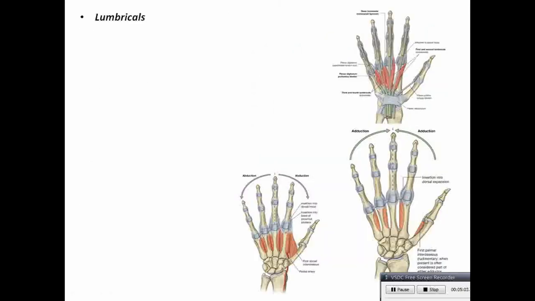And there are lumbricals. Lumbricals are seen here, 1, 2, 3, 4. We name the lumbricals from lateral to medial as 1, 2, 3, 4. First and second lumbricals are unipinnate muscles. Third and fourth are bipinnate muscles. They are attached to the tendon of flexor digitorum profundus. That is the origin.